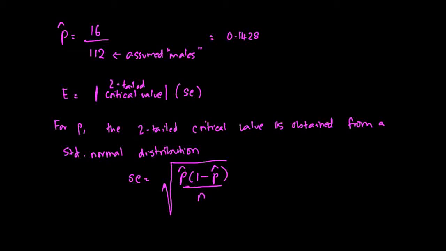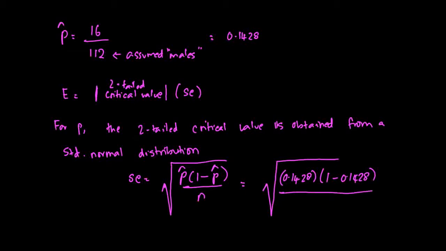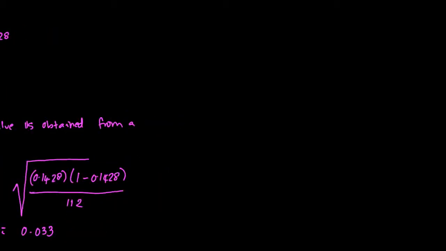So let's find the standard error. The standard error is the square root of 0.1428, which is P hat, times 1 minus 0.1428, divided by the sample size, which is 112. We find that answer to be 0.033. So we found the standard error, which is 0.033. The next step is to find the two-tailed critical value.